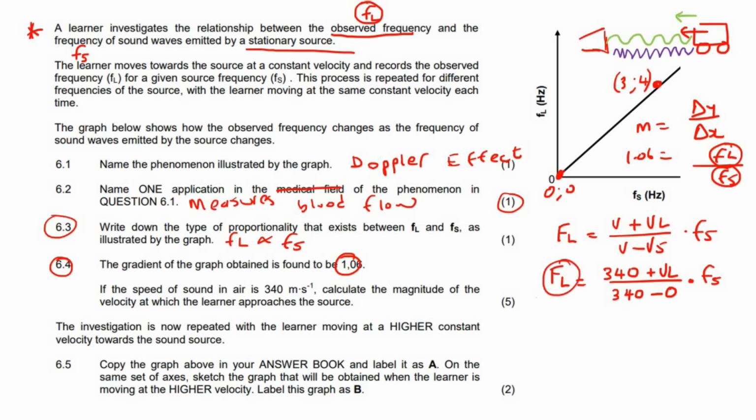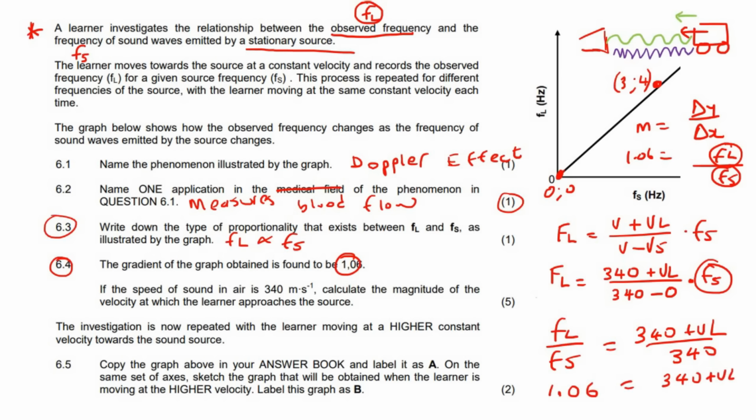So now we need to get fL over fS. So I'm just going to divide fS to the left. So we end up with fL, sorry, it's a small f, I keep switching it. fL over fS. And then here we just have 340 plus vL over 340. Now this we can substitute as 1.06. And then we've got this. Now remember guys, you cannot cancel these two because you've got two terms at the top. You can only cancel if you have one term at the top, one term at the bottom.